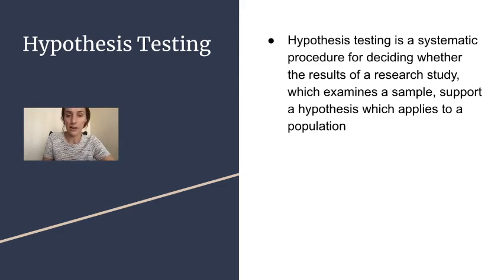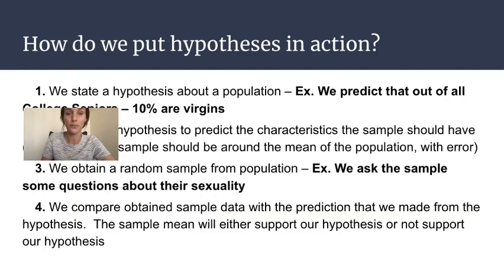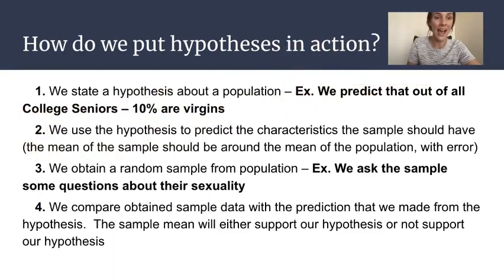So I have a slide up next here, which is one of those procedural slides. So don't stress about writing this all down if you're taking notes, but let's just take a look. So how do we put a hypothesis into action? Well, the first thing we need to do is state a hypothesis about a population. Maybe we have a prediction here about sexuality, another big topic in psychology. Maybe we predict that out of all college seniors, 10% are virgins. That's a prediction, it's clear. It's a statement about an entire population.